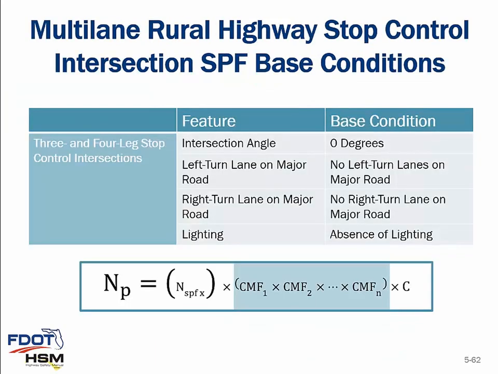So let's look at the multi-lane stop control intersections and their variations from base conditions. What are these base conditions? Very similar to what we had for the two-lane rule, we have a skew angle or intersection angle, we have left turn and right turn lanes, and we have lighting. And we can use these to develop different crash modification factors in our overall predicted calculation.